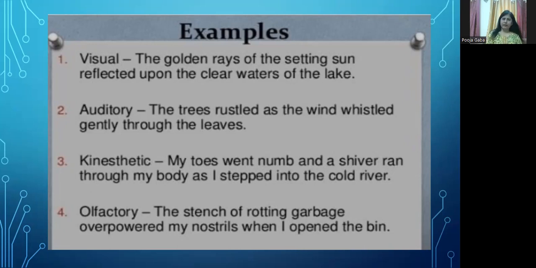The next one is olfactory, which is related to smell. So when, after reading some text, we get a sense of some smell in our mind, that is olfactory imagery. See this one: The stench of rotting garbage overpowered my nostrils when I opened the bin. So when we read this text, we can visualize that sense of smell in our brain. So that will be olfactory imagery. So these were all types of imagery.